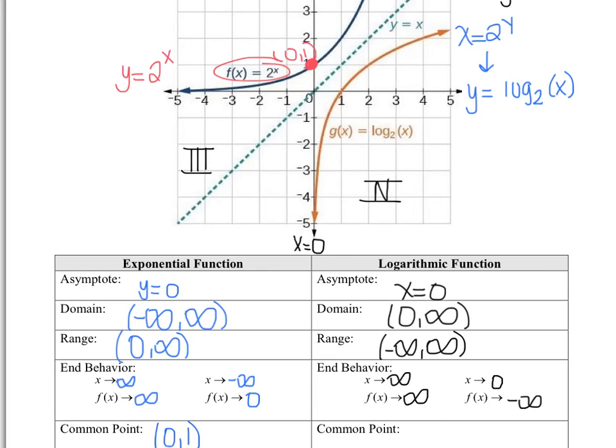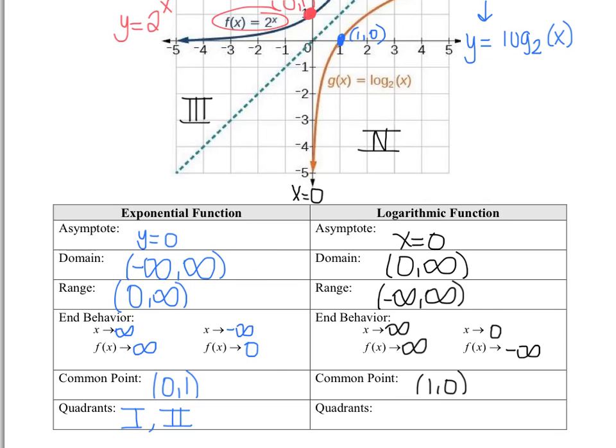Okay, now let's talk about the common point. So if all exponentials go through this point up here, 0, 1, when I switch the x and the y values, won't I be at this point here, which is 1, 0? So all logarithmic functions should be going through this point, 1, 0. And last but not least, what quadrants does it go through? A logarithmic function will go through quadrants 1 and quadrants 4. Okay, so let's just write that in, quadrant 1 and quadrant 4.